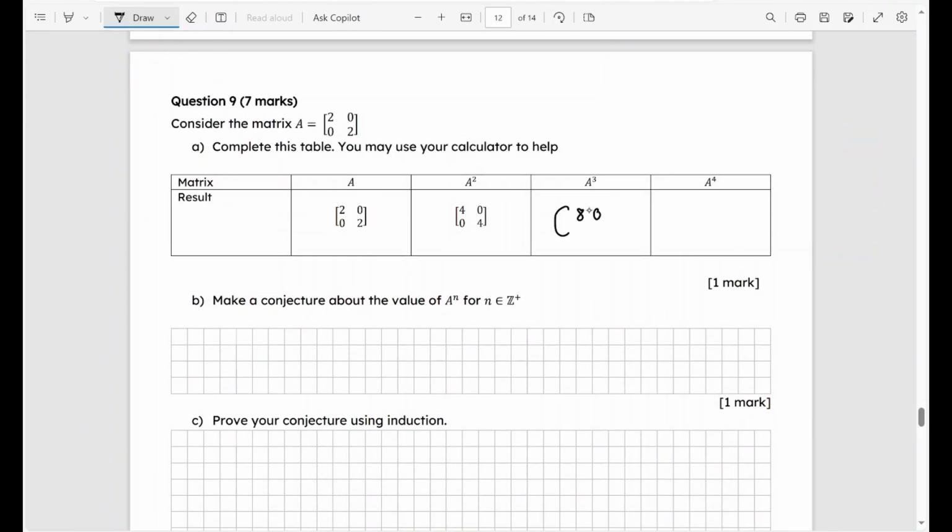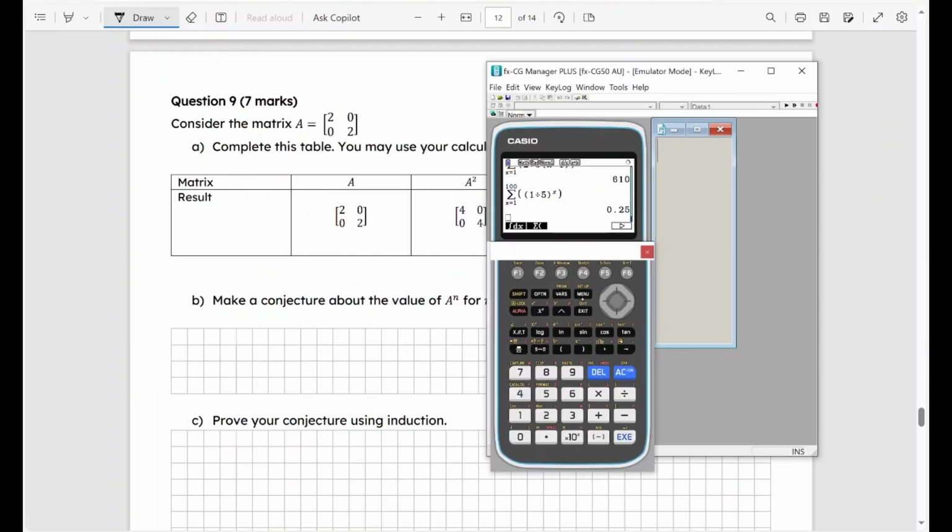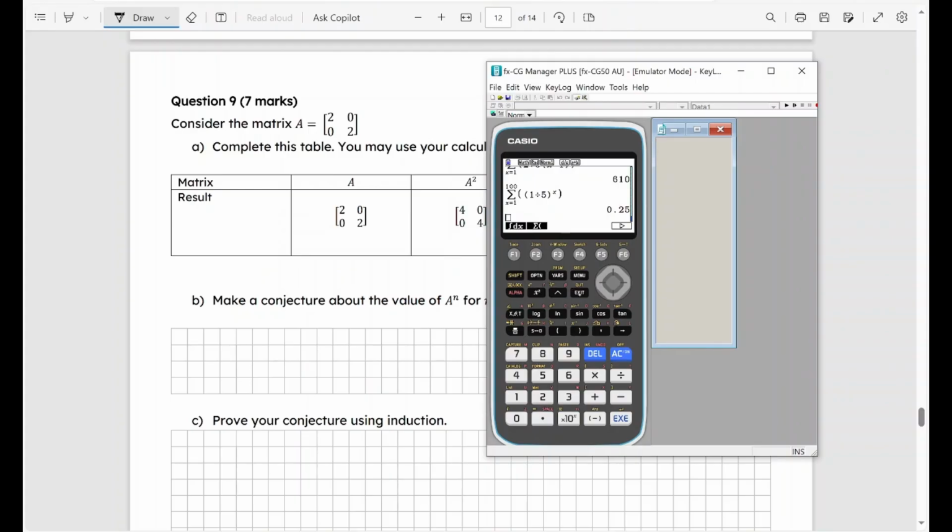A cubed, unsurprisingly, is that, and then that, but we will work it out properly. On your calculator, you just want to enter the matrix mode. Matrix vector. All right, so enter A, 2 by 2 is 2002. Exit. Shift matrix alpha A to the power of 2 is the thing that the question said. Change that to a 3. It's the thing that I said before, and if we change it to a 4, it's also that thing.